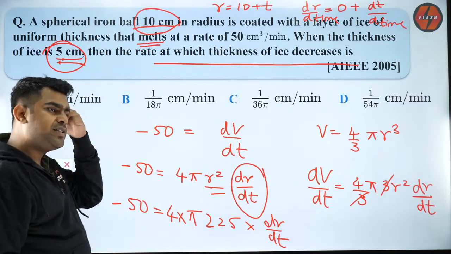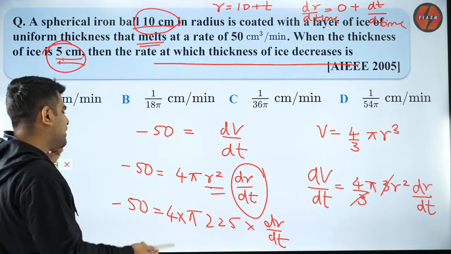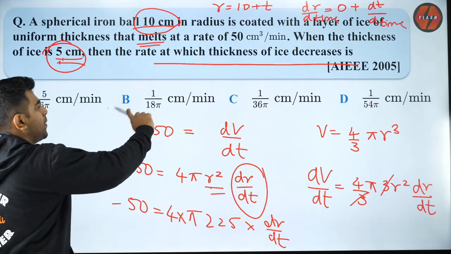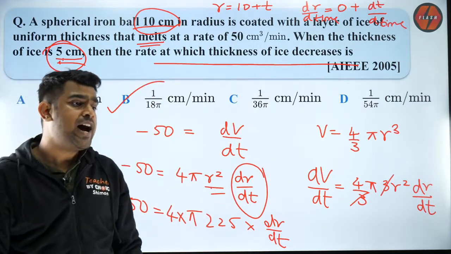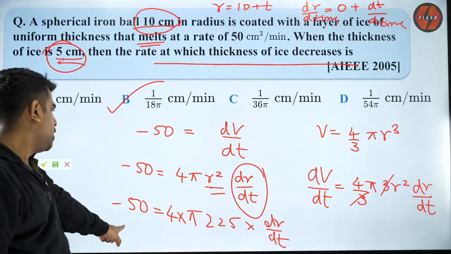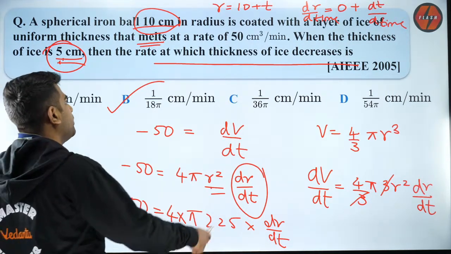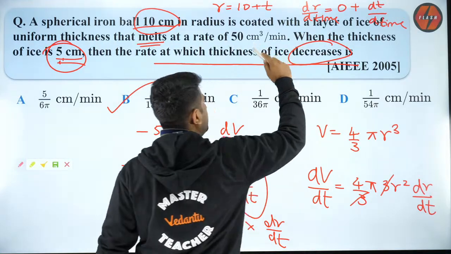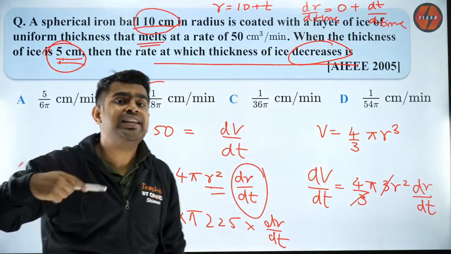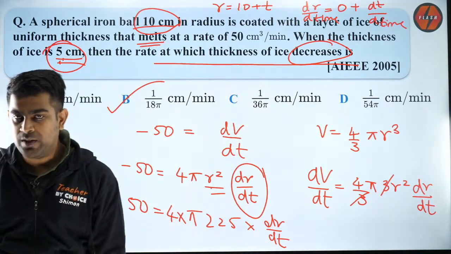Are you guys clear? So now you can get the answer. After that, it's pretty simple. I think it's option B. Now people will be like, sir, negative sign is coming, sir. You will get dr by dt to be negative. Yes, it's correct. But they asked, decreases at what rate? They asked decreases at what rate? So minus is anyway gone.